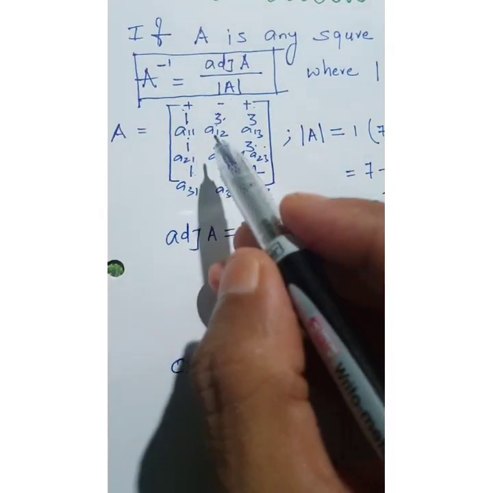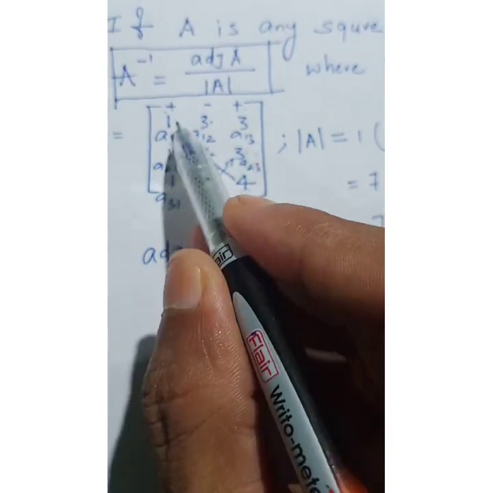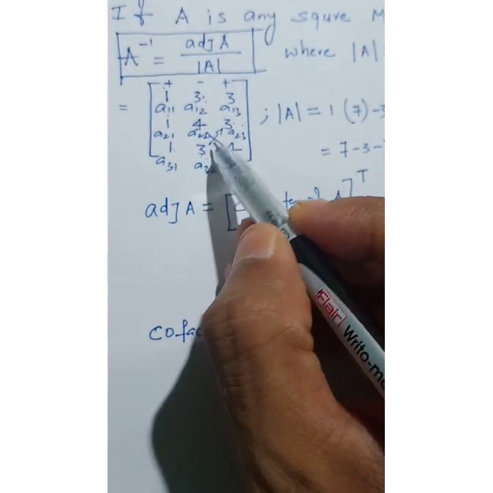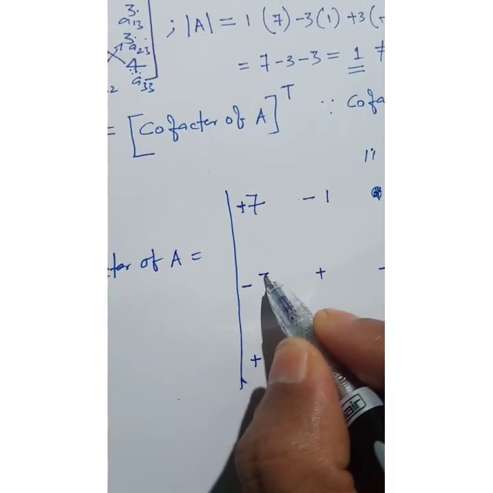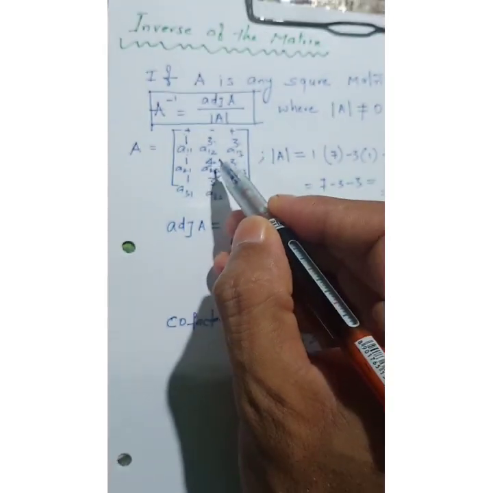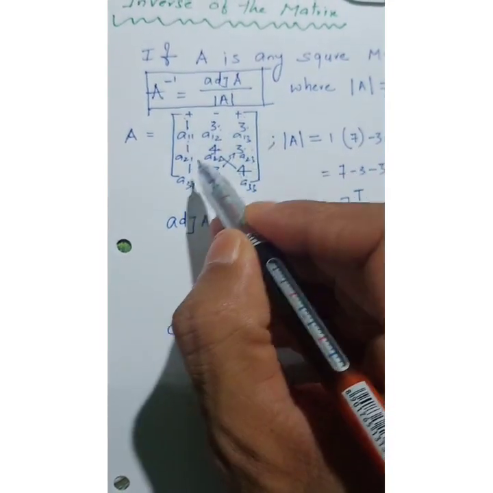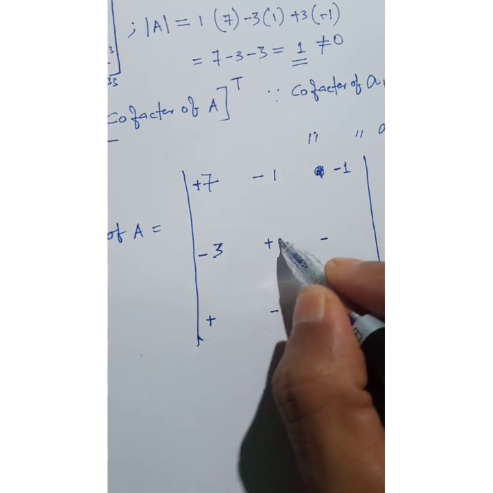Next, for this 1, means you will ignore this row and this column. So it becomes 3 3 3 4. 4 3s are 12 minus 9. 12 minus 9 is how much? 3. Next, for this one, you have to ignore this column and this row. That gives 1 3 1 4. So 4 minus 3. 4 minus 3 is how much? 1. This will be your 1 only.